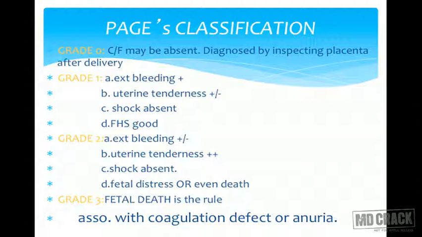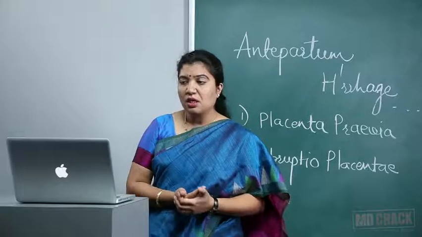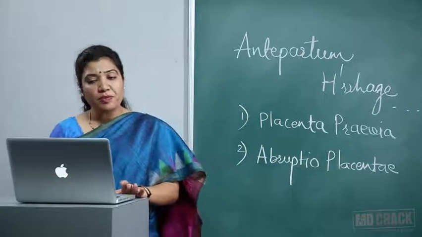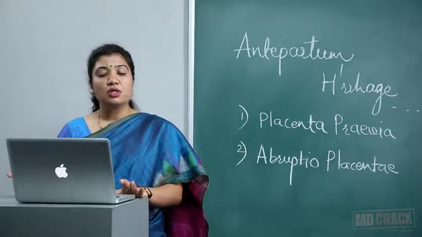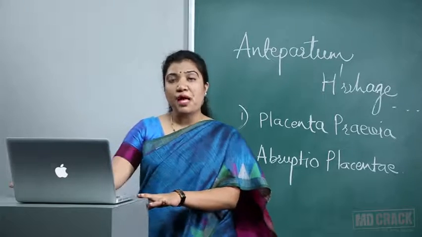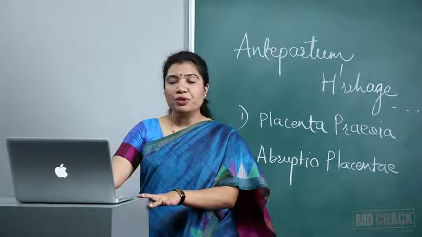This is grade 0. Clinical features may be just absent, and this abruption is in small quantity, this placental separation which is premature before labor, and it gets diagnosed retrospectively when you see a retroplacental clot. So it is diagnosed by inspecting the placenta after delivery. Grade 1, where there is external bleeding present, uterine tenderness will be present or not present, shock will be absent, and fetal heart will be good.